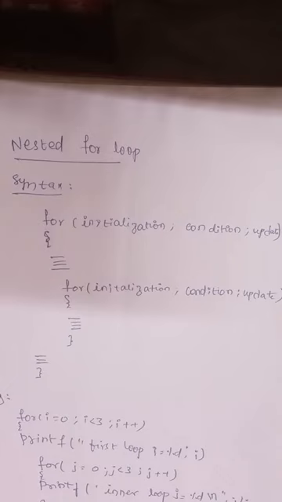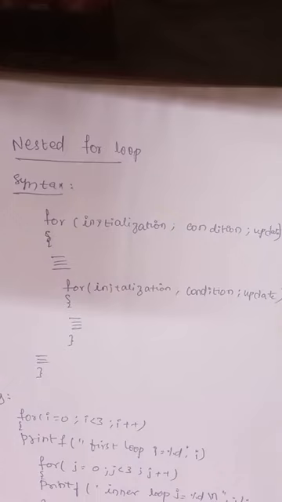Now in this nested for loop, what does nested mean? A loop within a loop. In a for loop, if you write one more for loop, we call it a nested for loop. Here we see the syntax of the nested for loop.